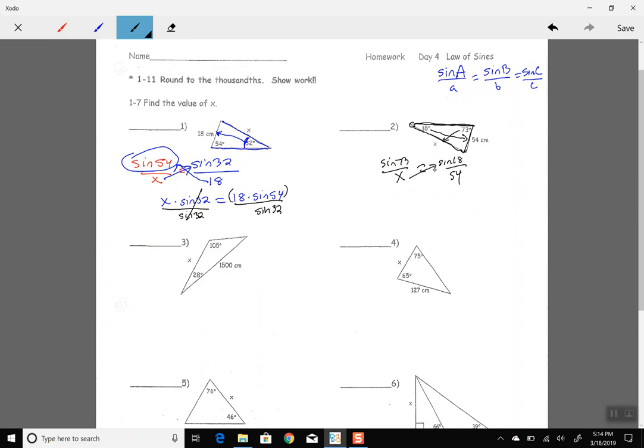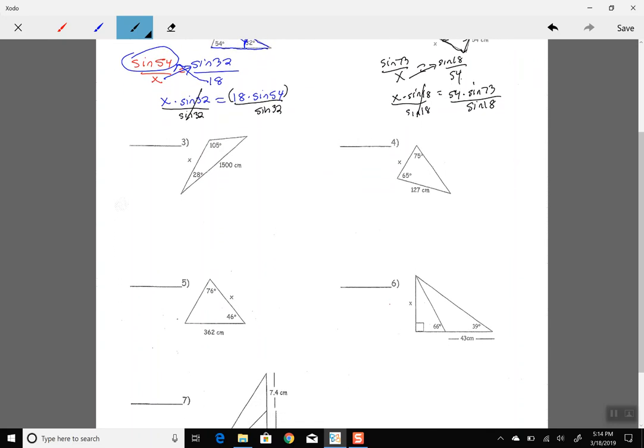So cross multiply, x times the sine of 18 degrees equals 54 times the sine of 73. And then to solve for x, the opposite of multiplying by sine of 18 degrees is to divide both sides by sine of 18. And there you go. There's your x.